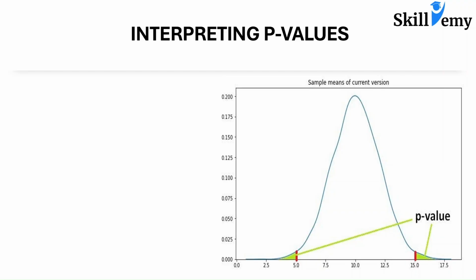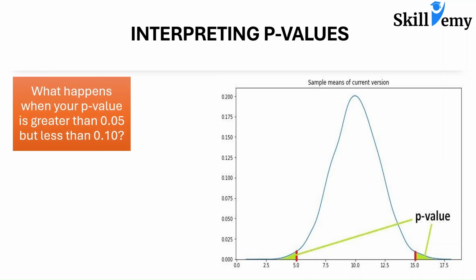Alright, so someone wanted to find out what happens when your p-value is greater than 0.05 but less than 0.10. This person wants to understand that when you run your analysis, testing your hypothesis, and you get a p-value that is greater than 5% but less than 10%, what happens, or what do you do?